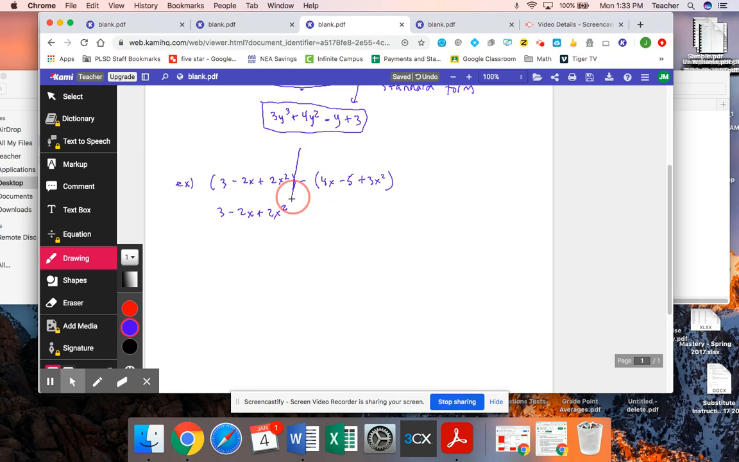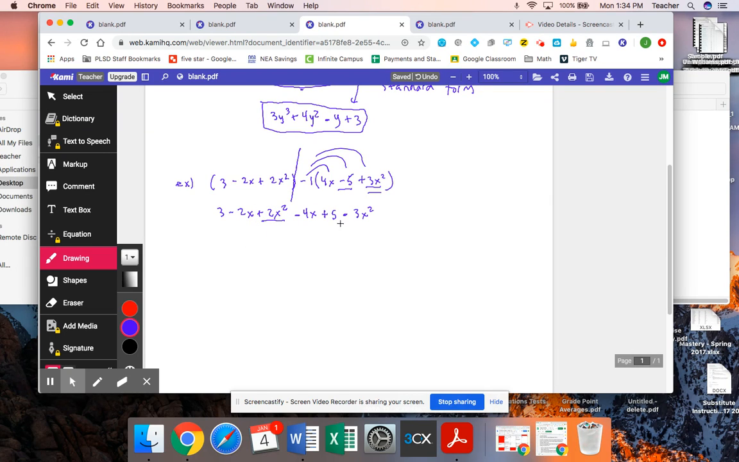Now I kind of like to look at that separately. Now I need to distribute a negative 1 though. So negative 1 times 4x is a negative 4x. A negative 1 times a negative 5 is a positive 5. And then a negative 1 times a positive 3x squared is a negative 3x squared. So I had to distribute that negative first. Now I can just combine like terms.